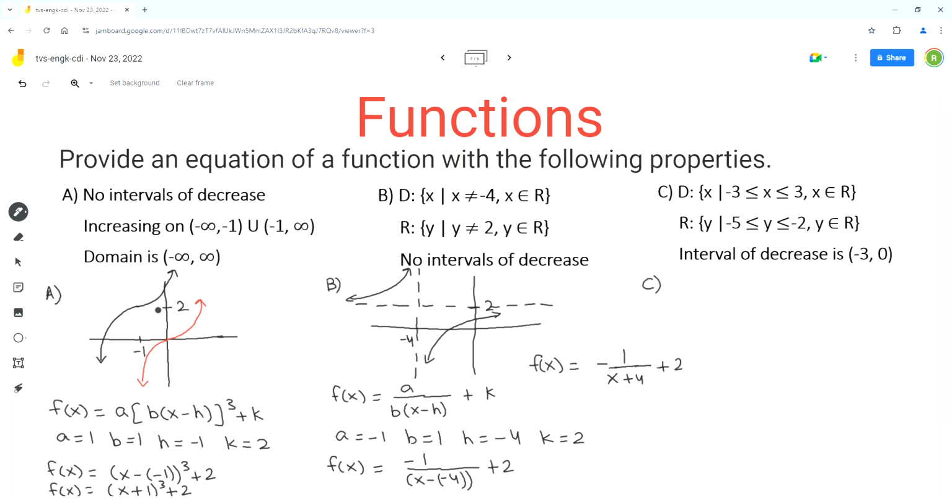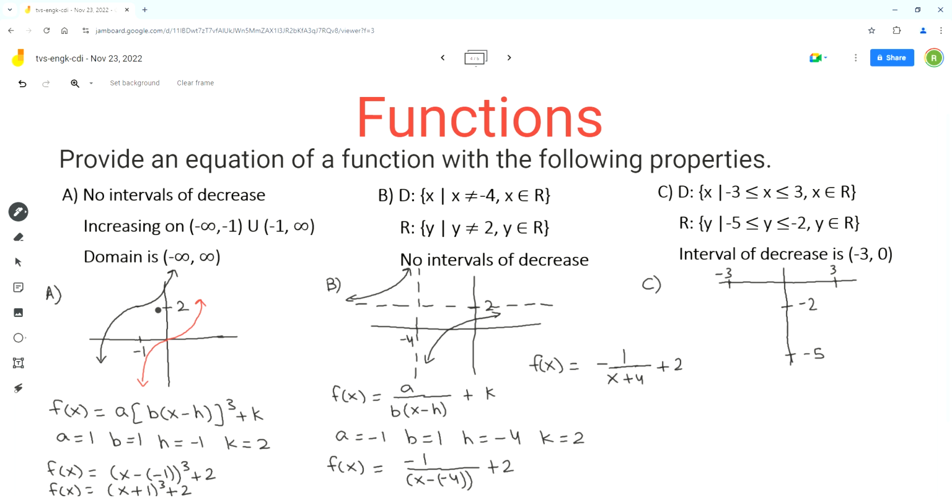The given domain is any real number from -3 to +3. The range is any real number from -5 to -2. Interval of decrease is from -3 to 0. So let's sketch this information. The domain is from -3 to +3. Range is from -2 to -5. The interval of decrease is from -3 to 0.